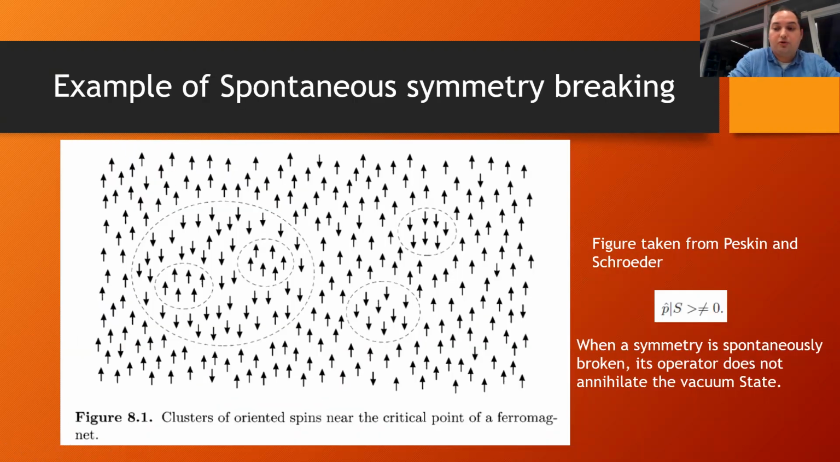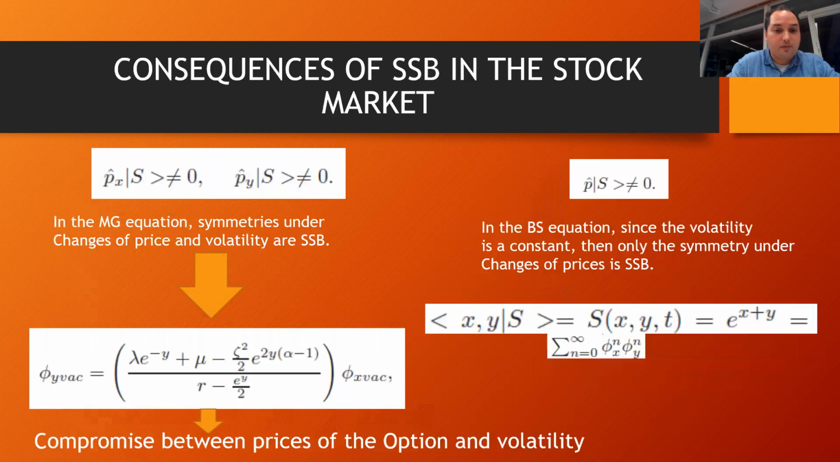I will explain in a moment how to apply this in the market and in market equilibrium and so on. So in the stock market, we did some research before, and we realized that the symmetries in the Merton-Garman equation, the symmetries under changes of prices, are spontaneously broken, and the symmetries under changes of volatility are also spontaneously broken. This brings some interesting results.